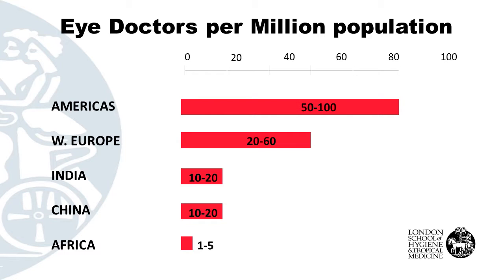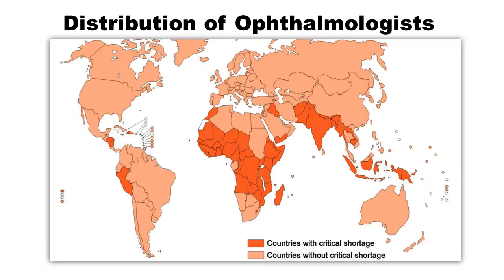So obviously the big need for more eye care resources in terms of people and ophthalmologists is the Africa region. This is a geographic map showing the countries in dark orange which are felt to have a shortage of ophthalmologists, mainly Africa with a few countries of the Americas and some of Southeast Asia.